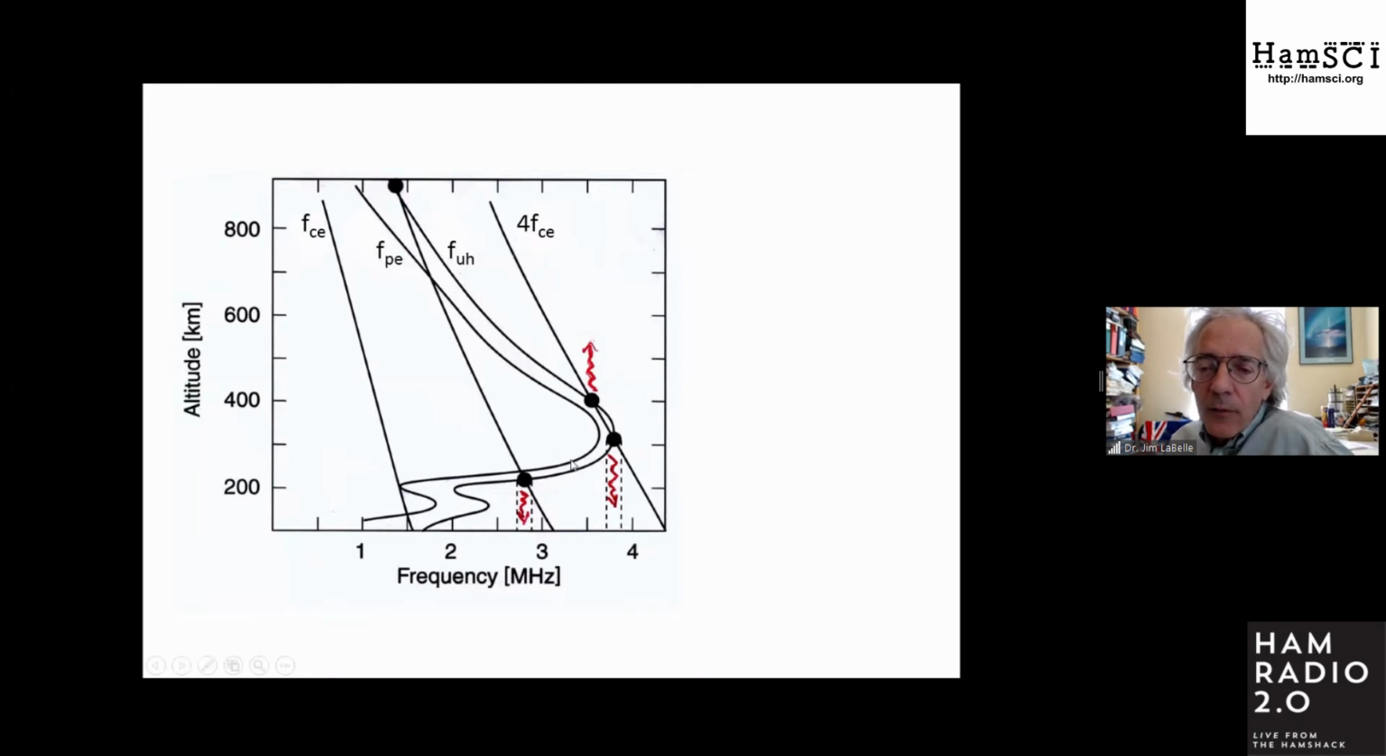The other lines here represent the other resonance, the plasma resonance. Remember, that resonance depends on the density of the charged particles. So it has its maximum value right smack in the middle of the ionosphere at about 350 kilometers altitude. And it goes down above that and below that altitude.